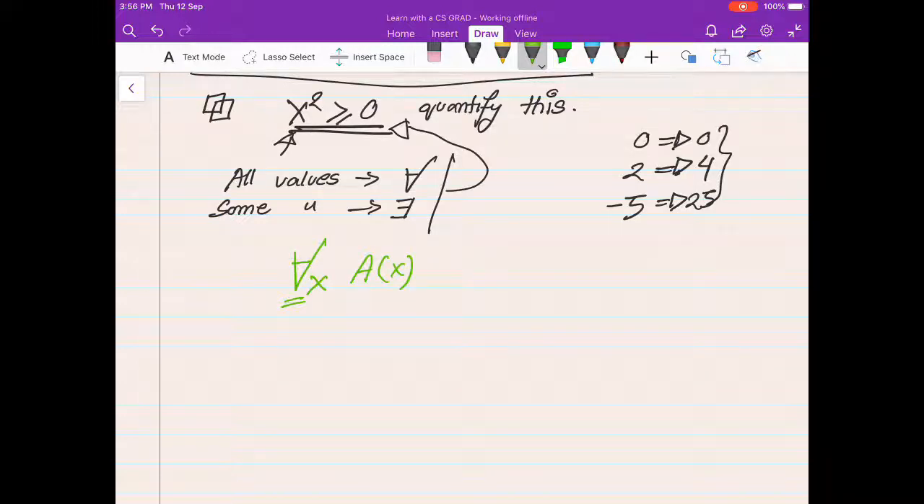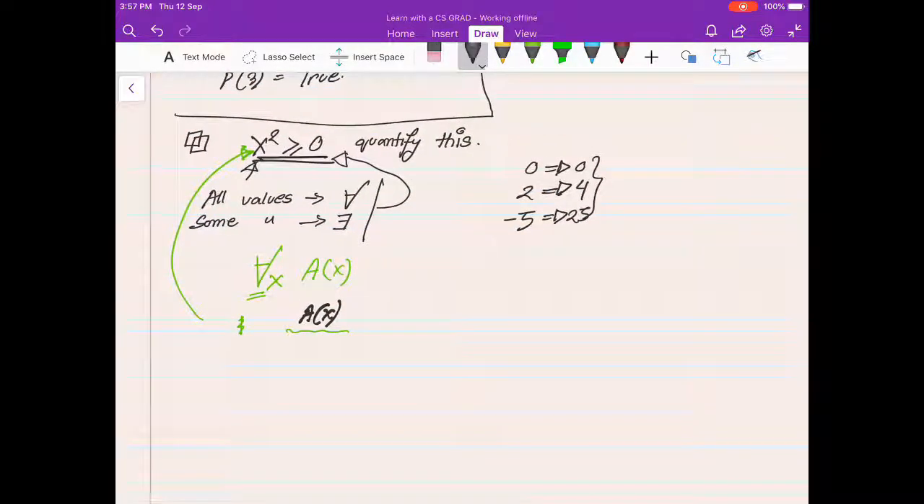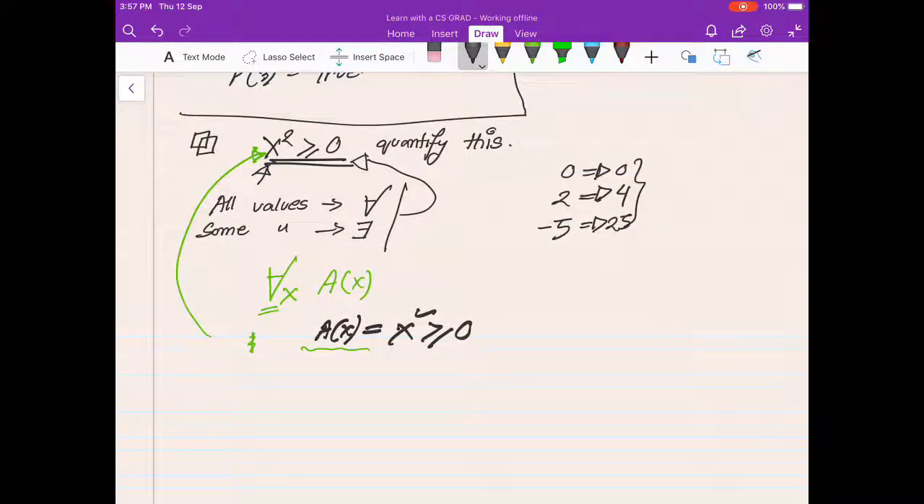One thing I forgot to mention before: to quantify something we have to use predicates first. In predicates, we make the function, we put the equation into a function, right? So that would be p of x equals x squared divided by 2, right? So that's what we are getting here.